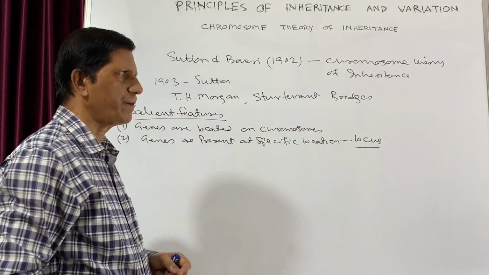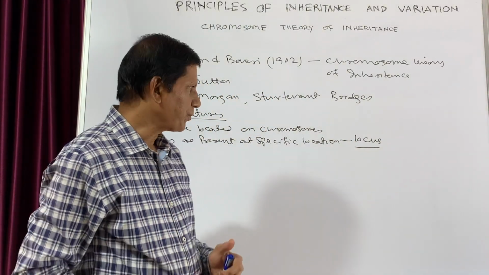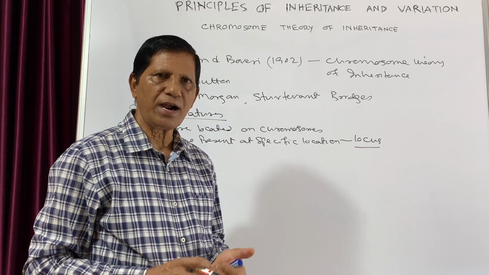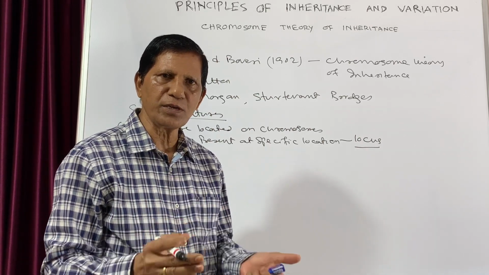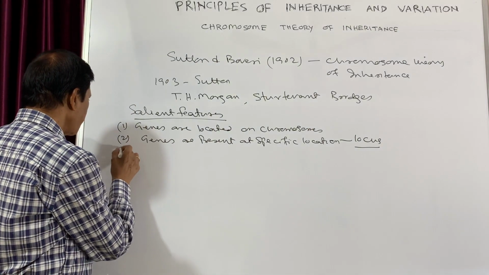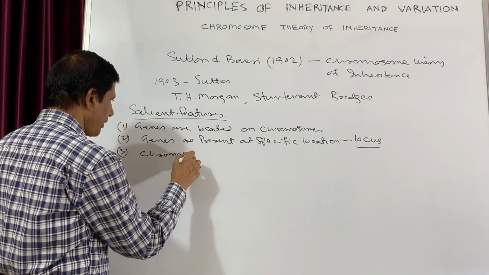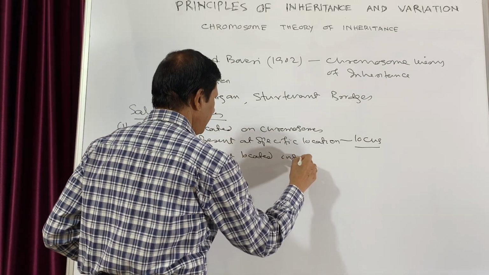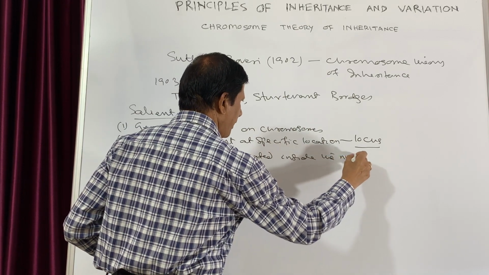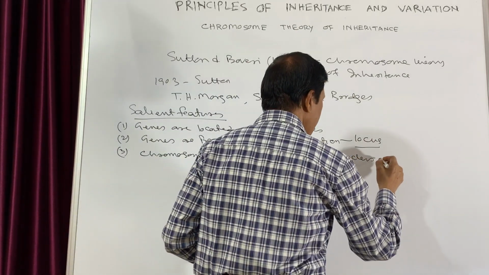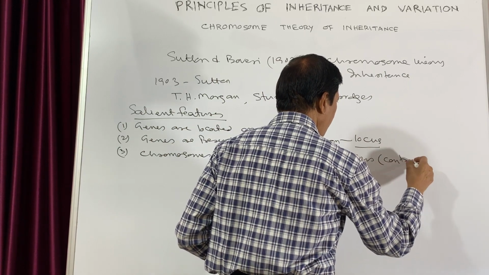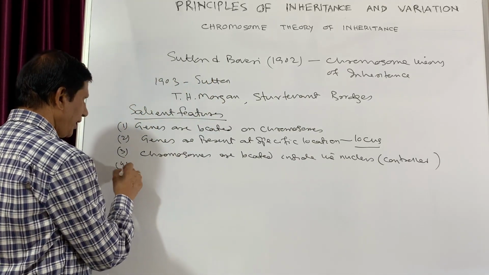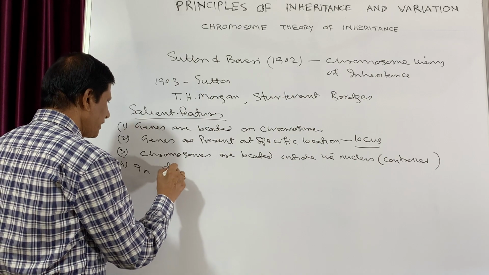That is again important. Then the next thing: by around 1902 and 1903, the microscope was developed, and scientists were able to identify the chromosomes. That means the chromosomes are located inside the nucleus, and the nucleus is the controller of all activities. That was known.